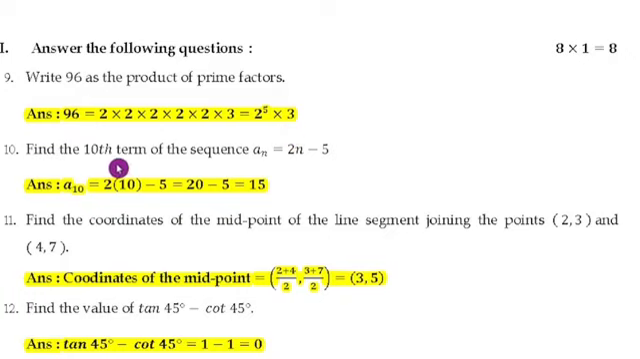10th question, find the 10th term of the sequence an is equal to 2n minus 5. In the place of n you substitute 10. So 2 into 10 is 20, 20 minus 5 is 15. So the answer will be 15.